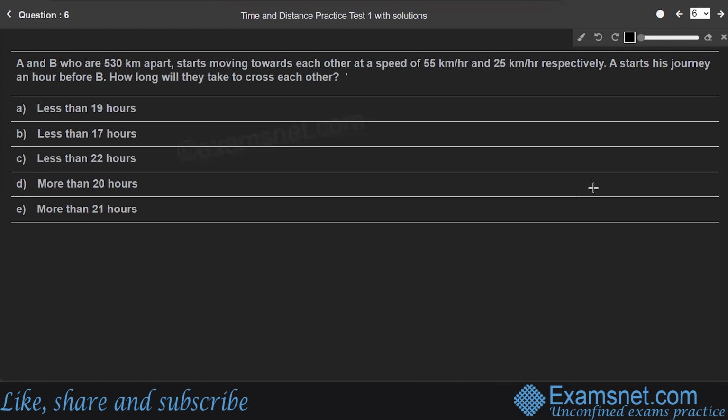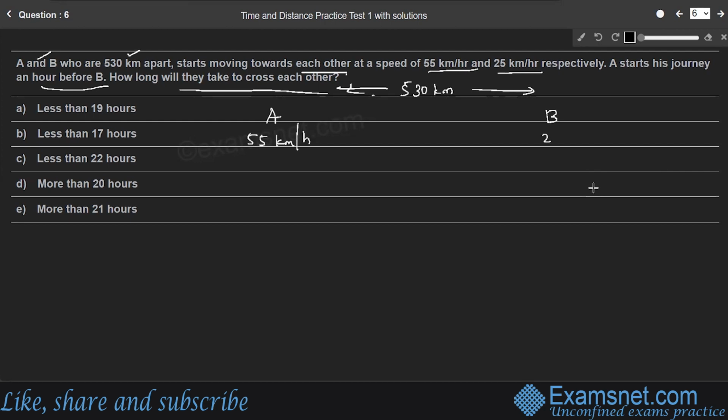Question number 6. A and B, who are 530 kilometers apart, start moving towards each other at a speed of 55 km per hour and 25 km per hour respectively. A starts his journey an hour before B. How long will they take to cross each other? So here we'll consider A and B, who are 530 kilometers apart, moving with speeds 55 km per hour and 25 km per hour respectively. A starts his journey an hour before.